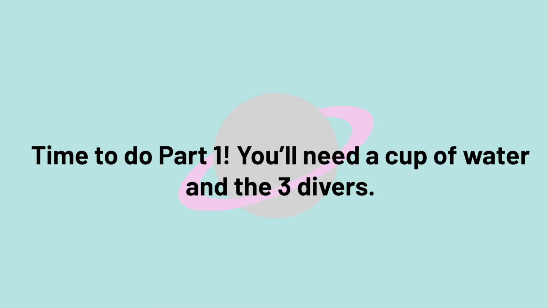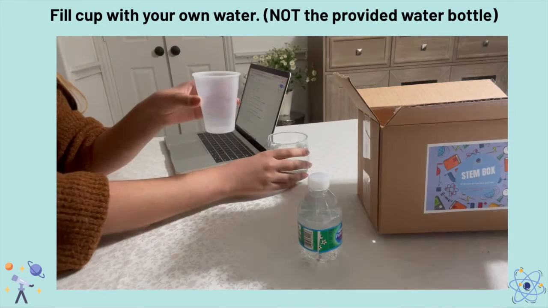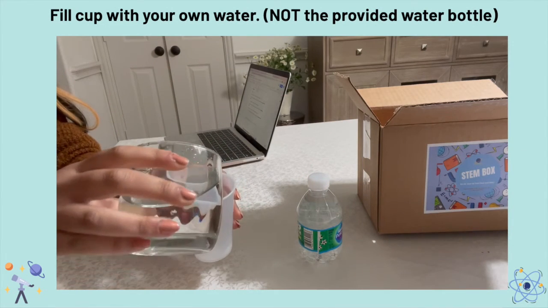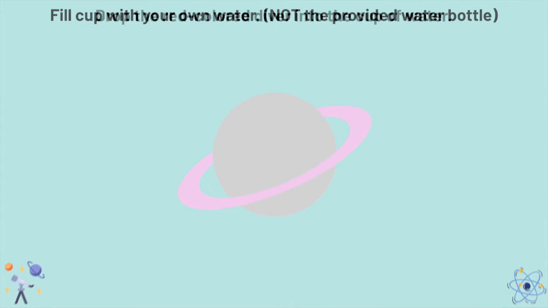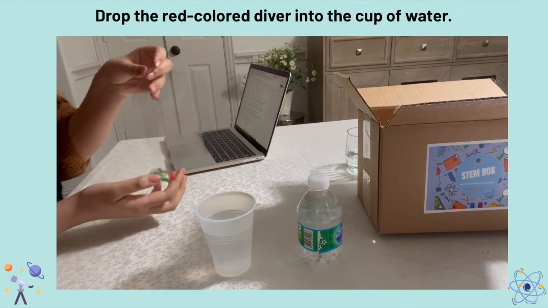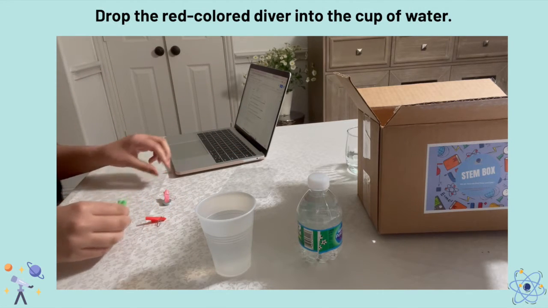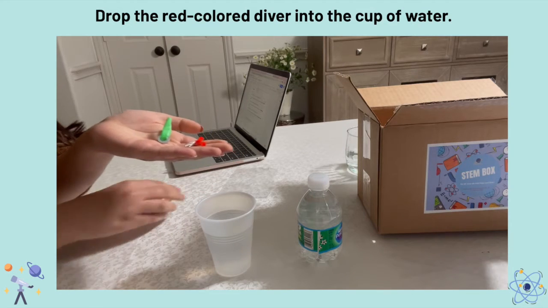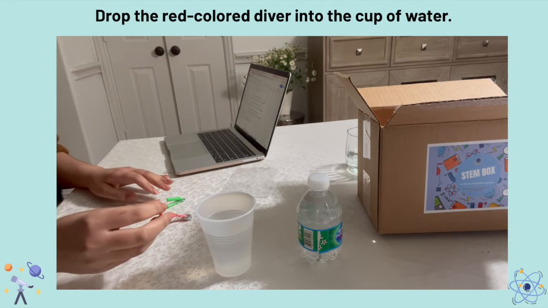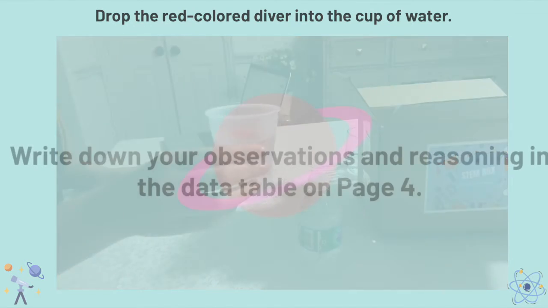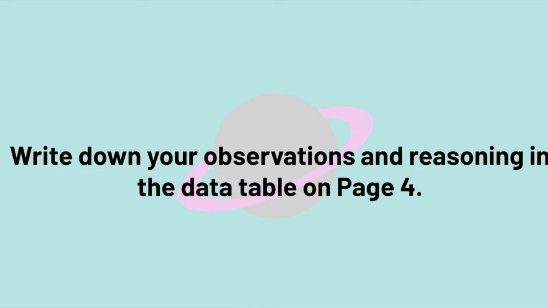Okay, now it's time to do part 1 of the experiment. The materials that you'll need for part 1 are the 3 Cartesian divers and the cup. Take a moment to go fill up the cup with water from your own kitchen. Make sure you aren't opening the sealed water bottle that's also in the box, because you'll be using that in part 2 of the experiment. Okay, once your cup is filled up with water, open up the small plastic bag that contains the Cartesian divers. Take out the red colored diver with no washers attached and drop it into the cup of water. What happens? Go to page 4 of your worksheet and write down your observations in the data table labeled Part 1, in the row labeled Checkpoint 1.